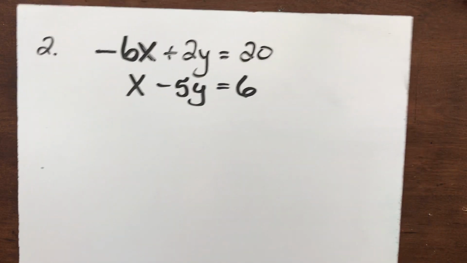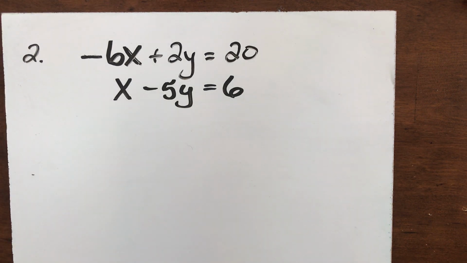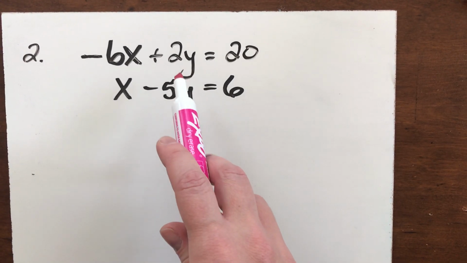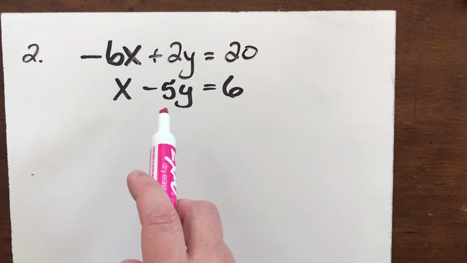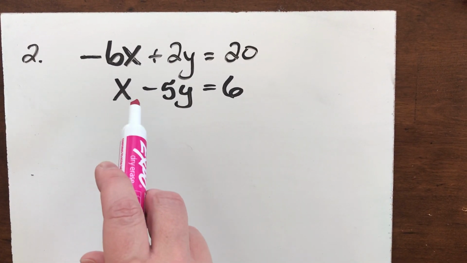Okie doke. So first thing we need to do is identify the coefficients. Look at the smaller coefficient and see if it goes into the bigger coefficient evenly. So my smaller coefficient on the x is 1, and 1 can go into -6. My smaller coefficient on the y is 2, but 2 can't go into -5 evenly. So I'm going to deal with the x.